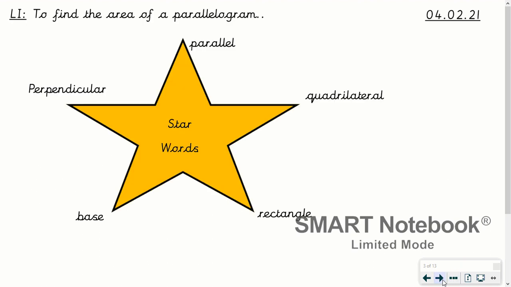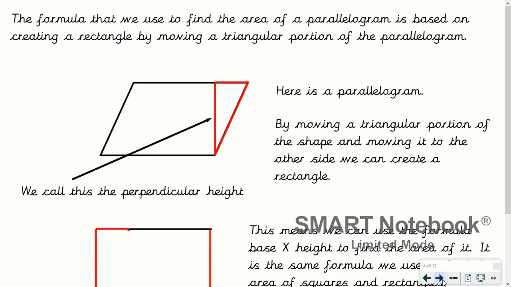So today we're looking to find the area of a parallelogram. The keywords, star words: parallel, quadrilateral, rectangle is going to be vitally important for us today. Base and perpendicular. So remember, parallel means running side by side. Perpendicular means running at a 90-degree opposite angle. So here is a parallelogram, 2 sets of parallel sides.